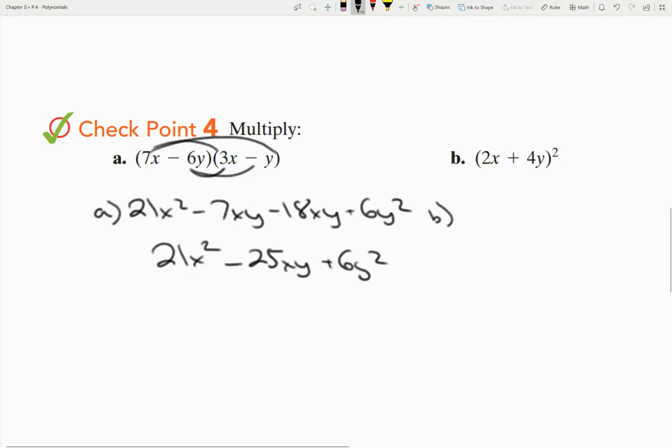So my special technique becomes a squared, so that's 4x squared, plus 2 times 4xy, which is 16xy plus 16y squared. And now I don't have to combine anything if I use that technique. Okay? So that would be my solution.